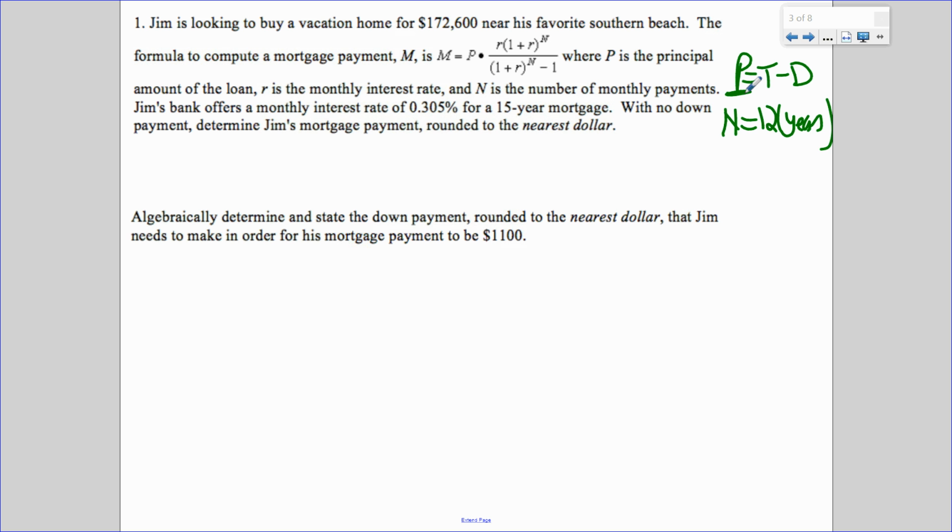Jim is looking to buy a vacation home for $172,600 near his favorite southern beach. That's the total cost of the home. The formula to compute a mortgage payment is M. So what I would do here, I would start by writing down the formula.